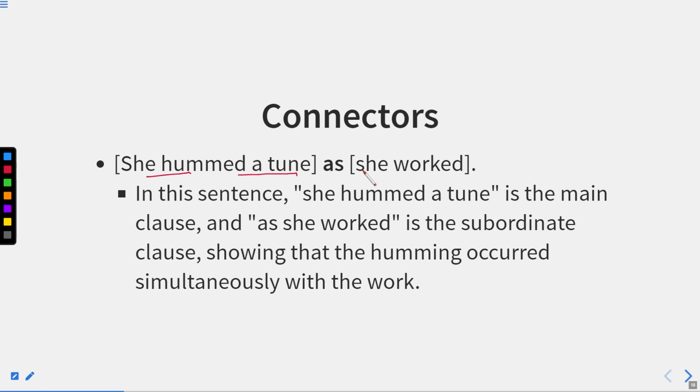"She hummed a tune as she worked." So "as" is the connector, "she worked" is the subordinate clause, and "she hummed a tune" is the main clause. So this is the main action that is taking place in parallel to the time when she was working. Hummed means when we make a tune or a voice within our mouth. In this sentence, "she hummed a tune" is the main clause, and "she worked" is the subordinate clause, showing that humming occurred simultaneously with the work.